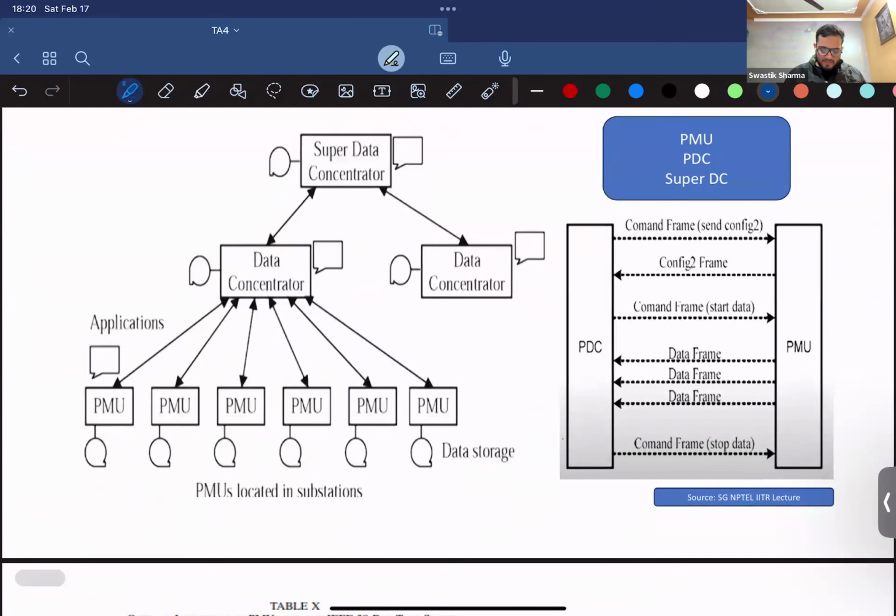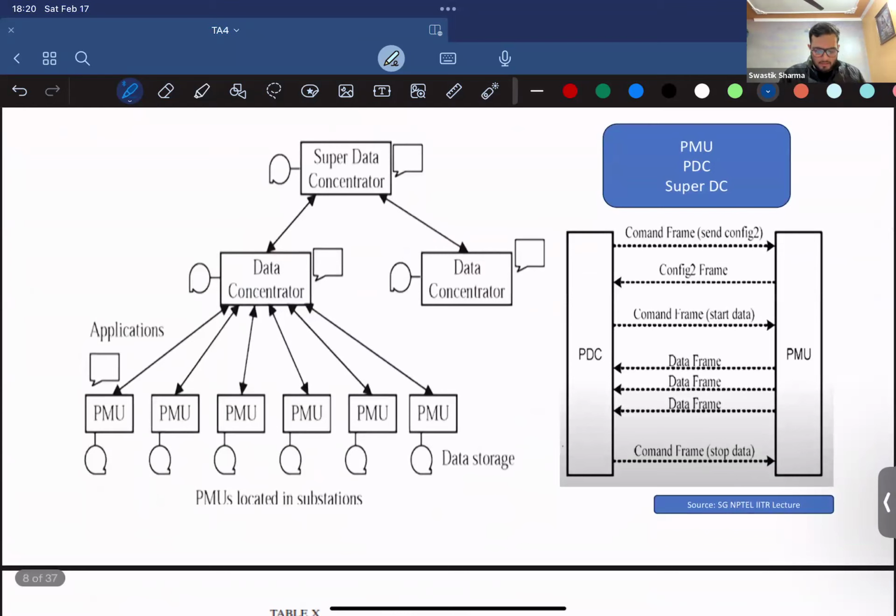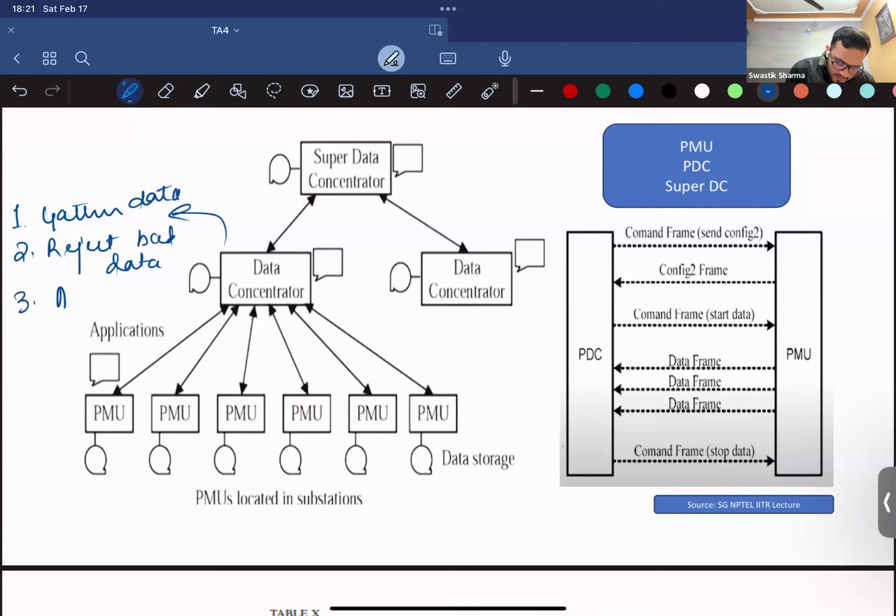PMUs are located at various substations, which are then connected to various data concentrators. The role of data concentrators is to gather data. First of all, they gather data from all the PMUs, and then they reject bad data. Since the time frame is short, you can have a lot of noise associated with it as well, right? You don't want that noise to act as a transient for the system operator to take action on. So it rejects bad data as well. Third, it aligns the data with timestamps.